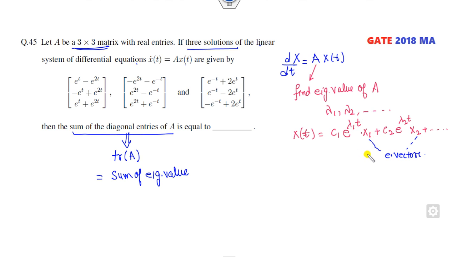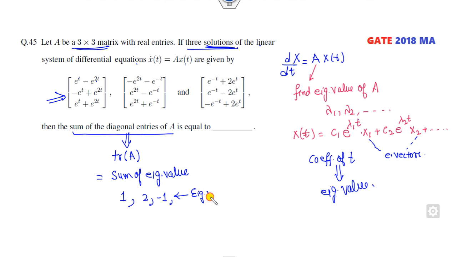And lambda i's are my eigenvalues. So if you look at that, this is the solution given to you. So the coefficient of the t is my eigenvalue. Look at that, what is the coefficient of the t? It is 1. Coefficient of the t is 2, it's here. Coefficient is minus 1. That's all. So these are my eigenvalues. So what is the sum of the eigenvalues? Sum of the eigenvalues is 2, the right answer of this problem.